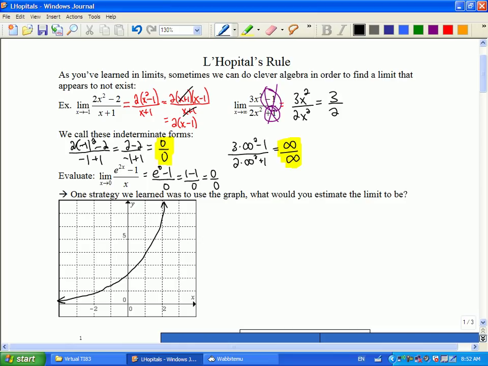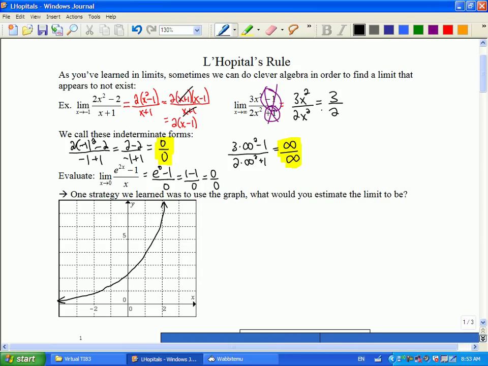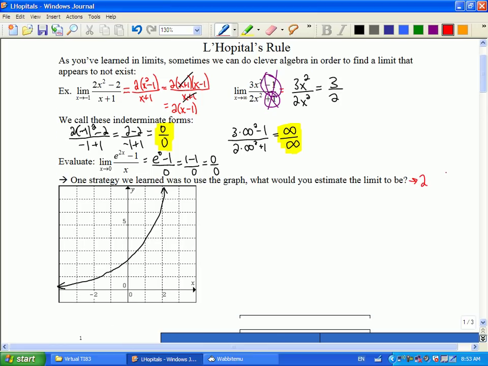So if we had to estimate it, maybe I'll trace it just to get a better value here. So it's very close to 2 on the right-hand side. From the right-hand side, it's a little more than 2, and it's a little less than 2 on this side. So I'm going to guess that it's 2. I don't know if that's right, but let's guess that it's 2.